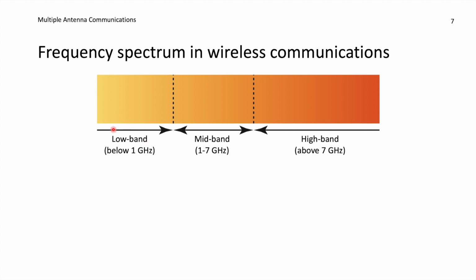The frequency spectrum that is used for wireless communication today is divided into 3 different categories: the low band, which is frequencies up to 1 GHz, the mid band, which is the frequencies between 1 and 7 GHz, and the high band, which is above 7 GHz. And there are different types of wireless communication systems operating in these different bands.